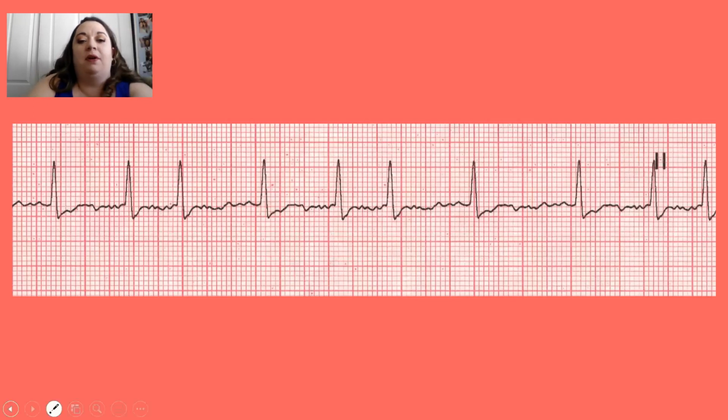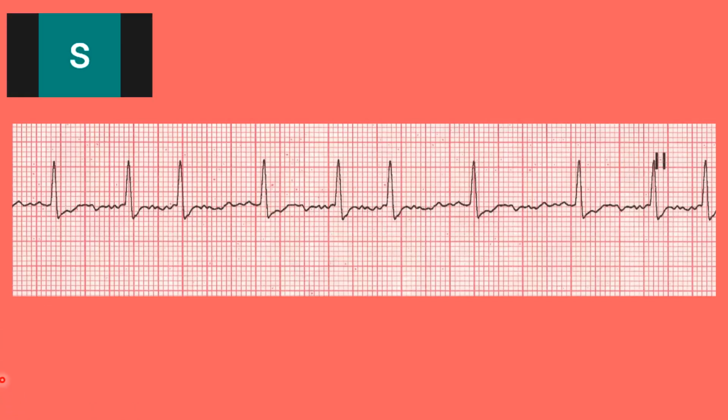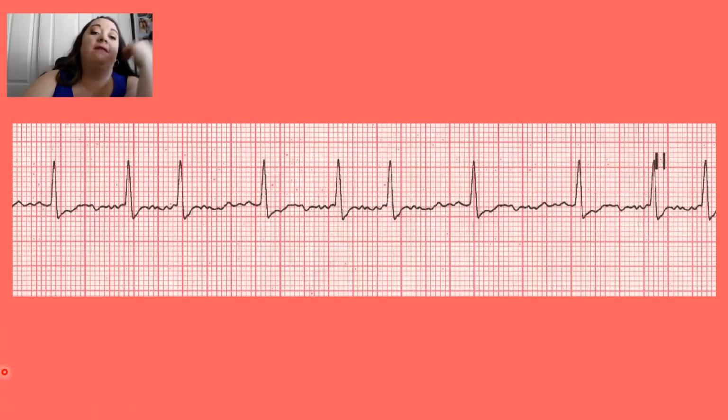Does anybody want to skip all the steps and just tell me what this rhythm is? AFib. Yay. So AFib is hopefully obvious now that you've been seeing it for a little while. You should still go through your steps just to make sure, but over time it's just going to click the second you see it. So this is 1, 2, 3, 4, 5, 6, 7, 8, 9, 10. So my rate is 100. I don't have 1 P wave for every 1 QRS.